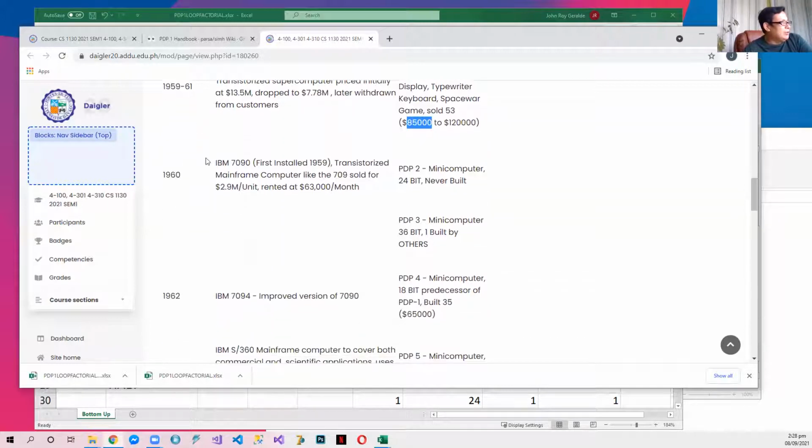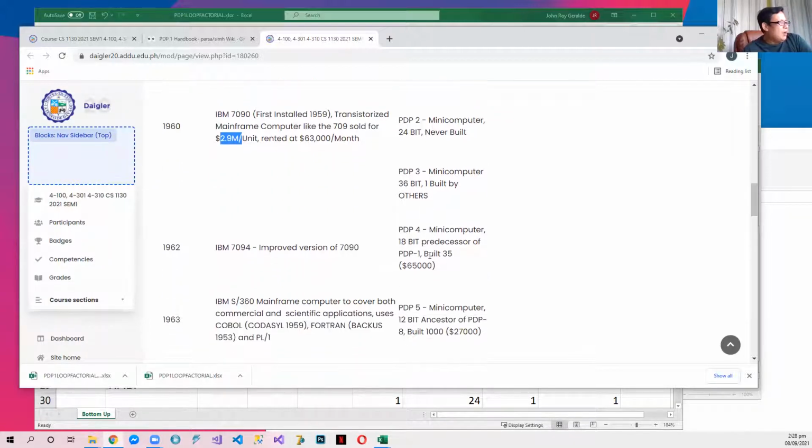Remember during 1960 when the 7090 was released, first installed in 1959, IBM was selling it at 2.9 million only. The PDP during that time never released a version of their own. However, by 1962, DEC released the PDP-4.